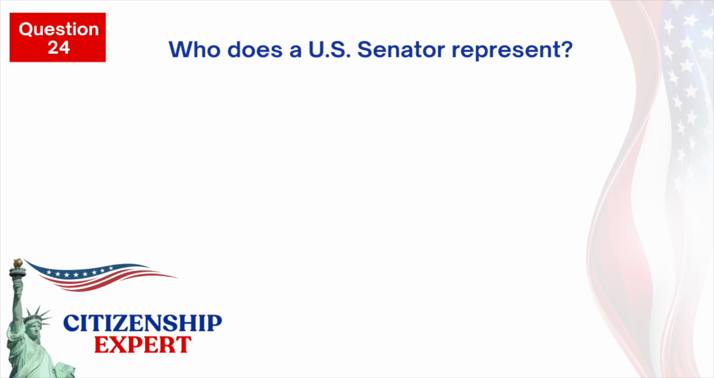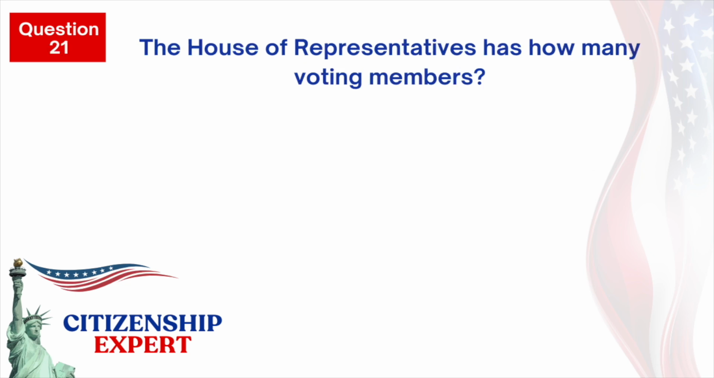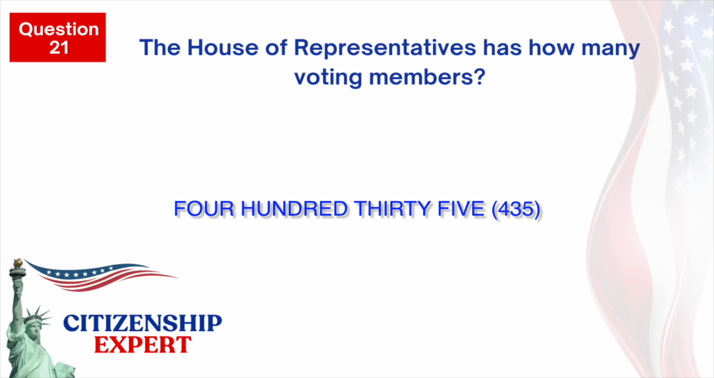Who does a U.S. Senator represent? All people of the state. What group of people was taken to America and sold as slaves? Africans. The House of Representatives has how many voting members? 435.